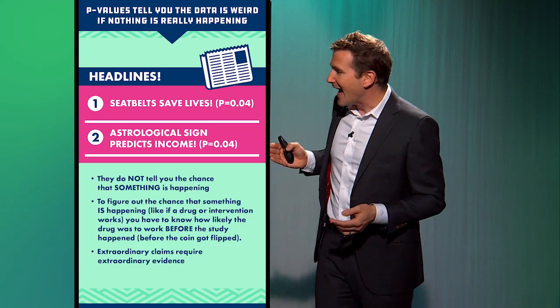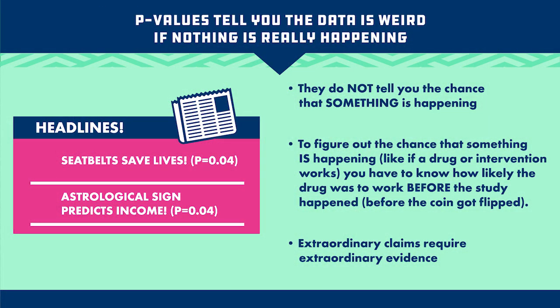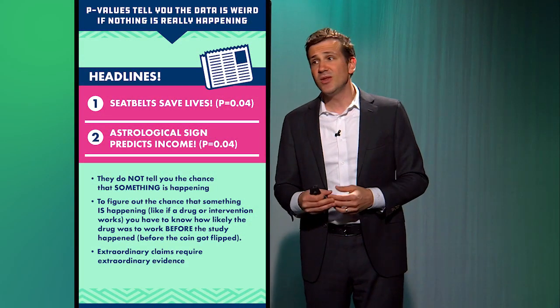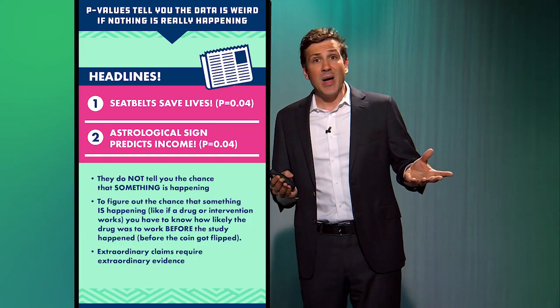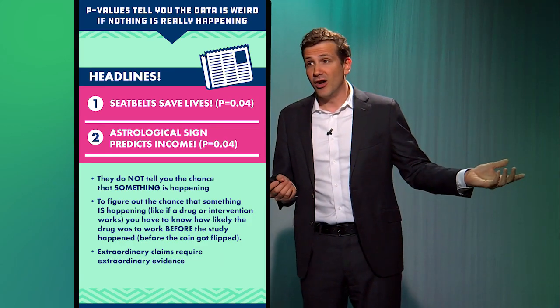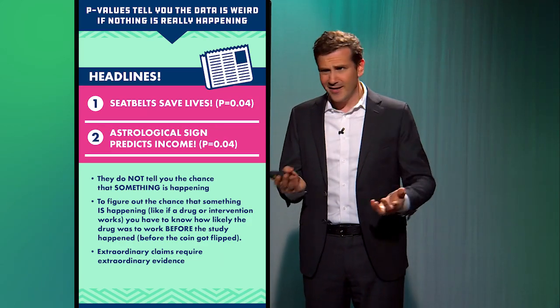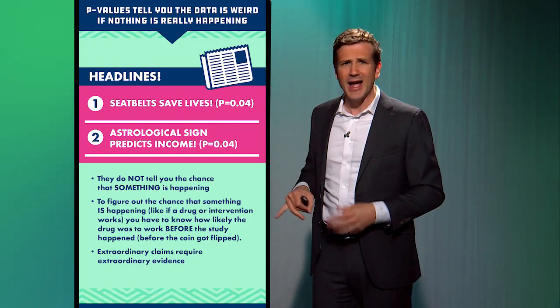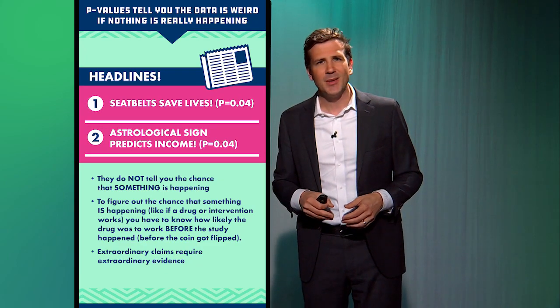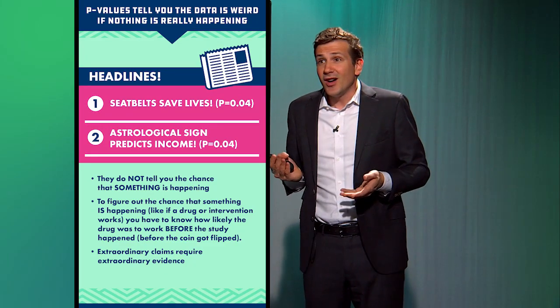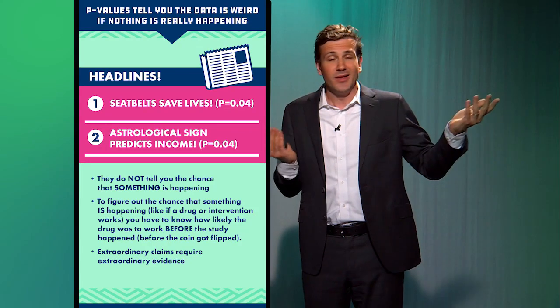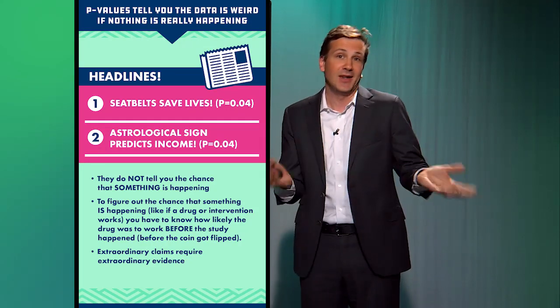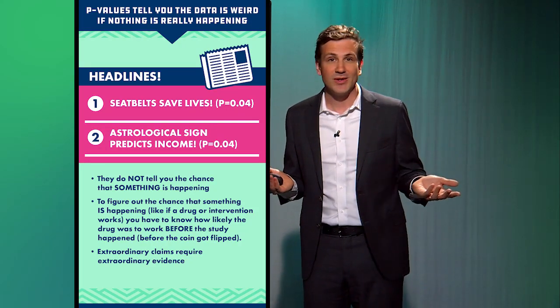Now, if you had a study that said astrological sign predicts income with the same p-value, they're telling you, assuming the study is truthfully reported, that under the null hypothesis, where astrological sign doesn't matter at all, this data is a little weird. You'd only get data this weird 4% of the time. That's pretty weird. Does that mean that you're now 96% sure that astrological sign predicts income? No. Chances are you just got lucky or unlucky, however you want to think about it. This was just one of those studies. 4% of the time you were going to get results this weird.